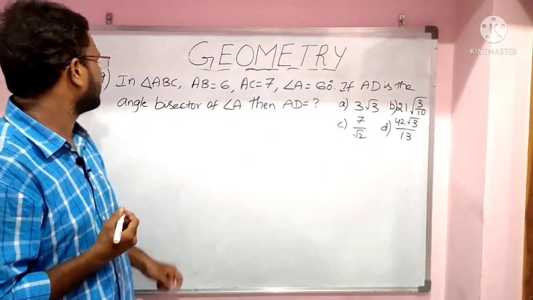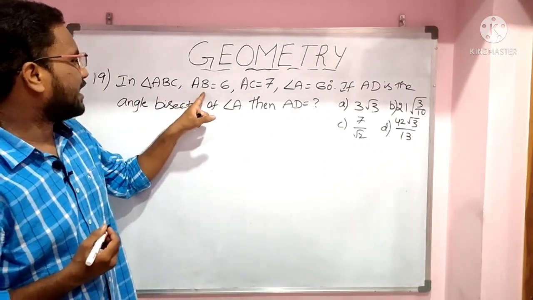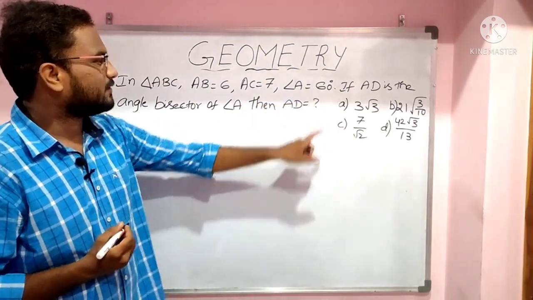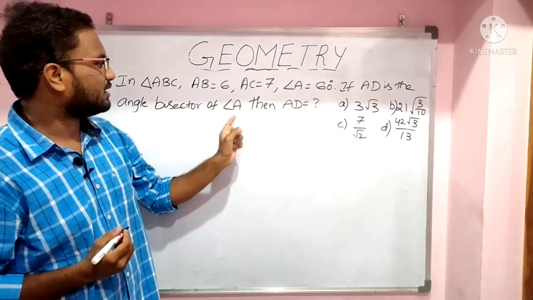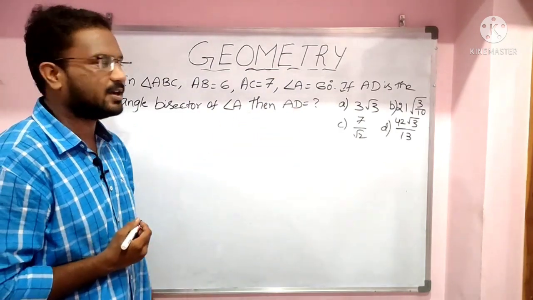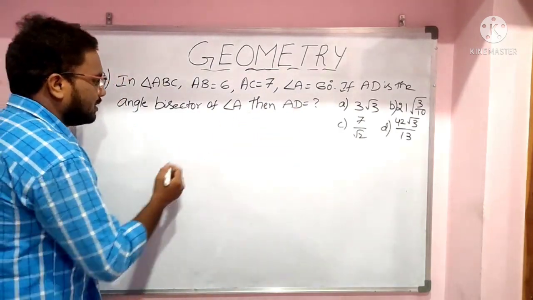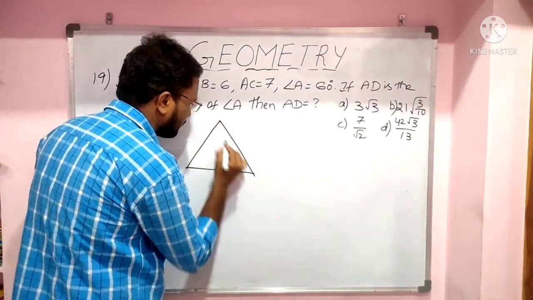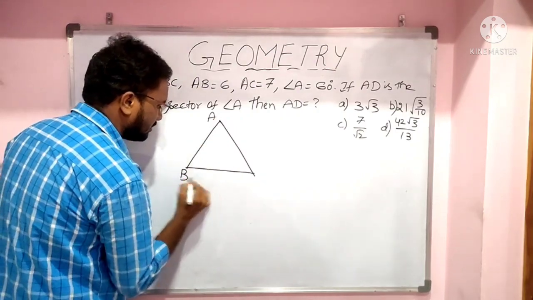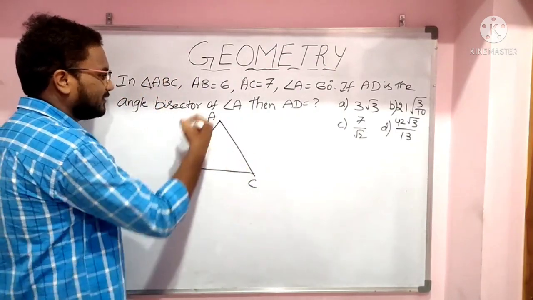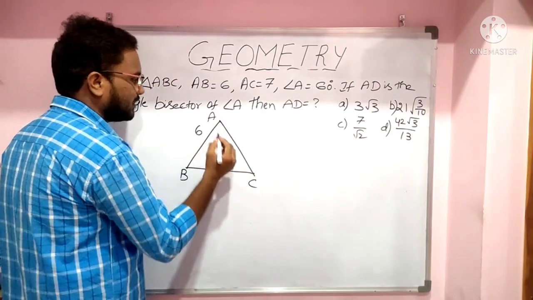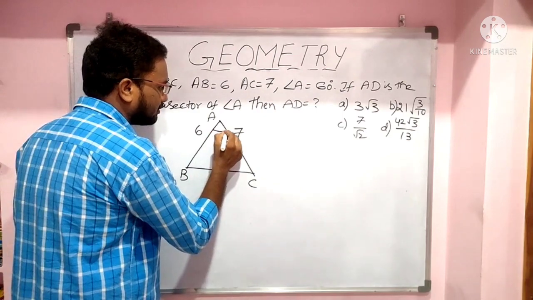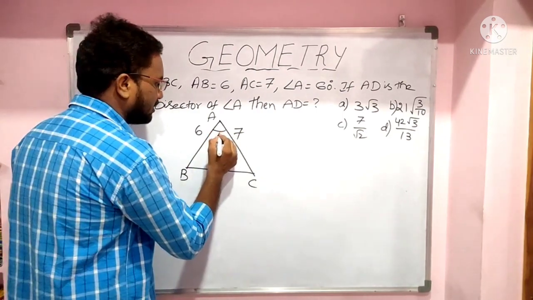Next problem. In triangle ABC, AB equals 6, AC equals 7 and angle A equals 60 degrees. If AD is the angle bisector of angle A, then we need to find the value of AD. So let's take a figure. Triangle ABC. Here the length of AB is 6 and the length of AC is 7. And angle A equals 60 degrees. This total is 60 degrees.